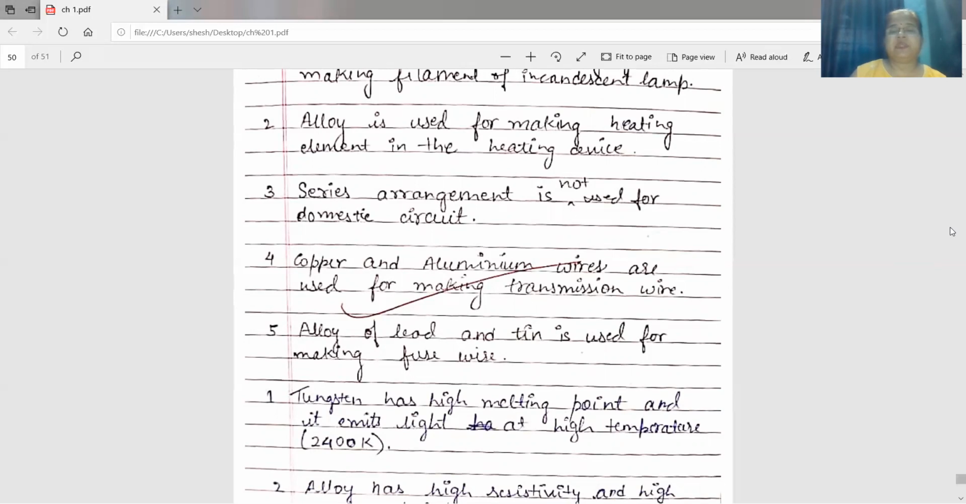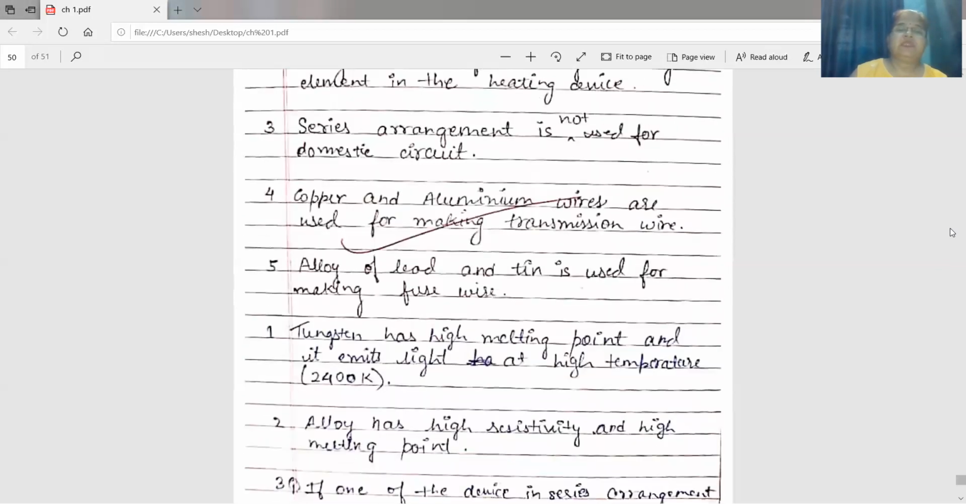Number 3, series arrangement is not used for domestic circuit. In series arrangement, same amount of current will flow through each device. So what will happen if one of the device is out of order, then all stop working. If you switch on one of the device, all start working. If you switch off any device, all stop working. And since each device in a circuit has its own resistance, they require different amount of current that they will not get properly because same amount of current flows through each appliance, it will not work properly.